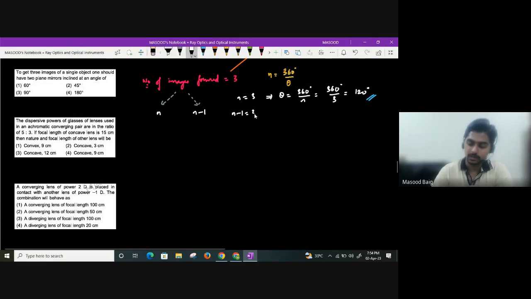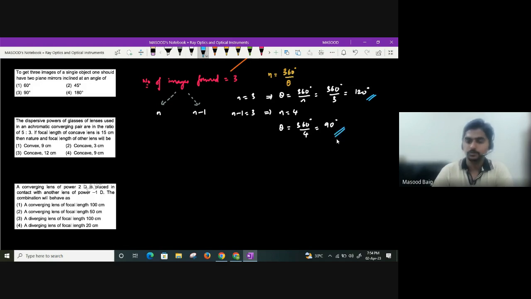So what will I get as the n value here? I'm going to get the n value as 4. So what can we write as the theta value in the second case? We can write it as 360 divided by 4, which turns out to be 90 degrees. So for one object, in order to get three images by a combination of two plane mirrors inclined to each other, the angle between the mirrors can either be 120 degrees, which is not there in the options, or it can either be 90 degrees, guys.